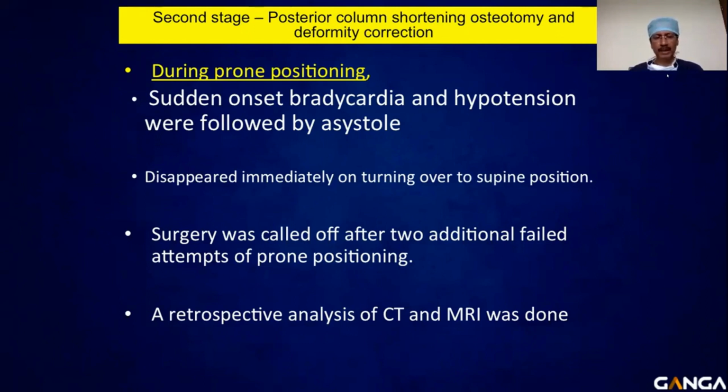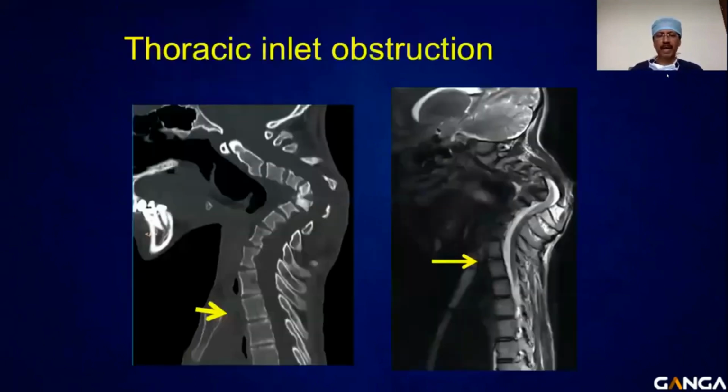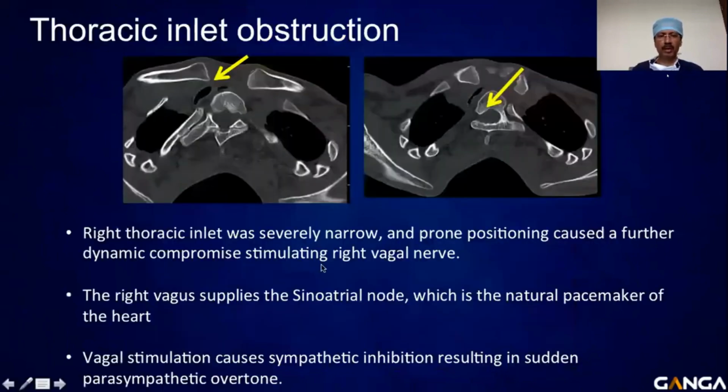So the surgery was abandoned, and an analysis of the CT and MRI was done, and we found that there was a severe restriction of the thoracic inlet, which we had not taken into consideration before the surgery. Now, this was supposed to be the cause of this phenomenon because we found that the right thoracic inlet was very severely narrow, and the prone position actually caused a further dynamic compromise.